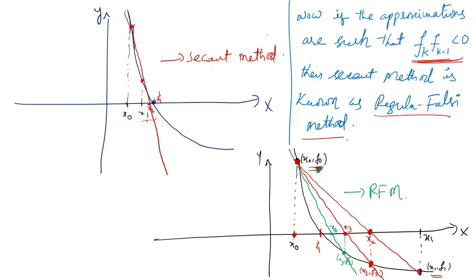But in secant method, what is this? In secant method, just I'm telling the concept, initial roots are what?